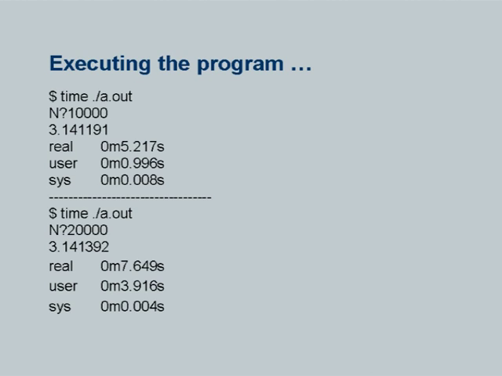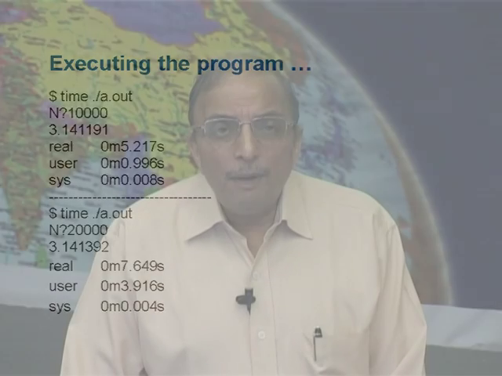So if I approximate this to be 1 second and this to be 4 seconds, then I notice that for 20,000 value of n, the algorithm takes 4 times as much time as it took for 10,000. So when n is doubled, the execution time has quadrupled. I can therefore guess that if my algorithm runs on a problem of size n, that means it handles n points, then the time complexity increases proportional to n square.